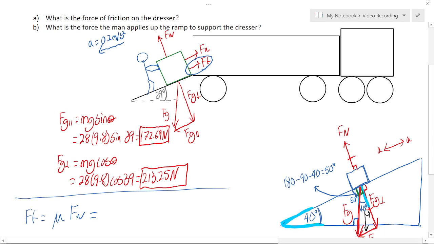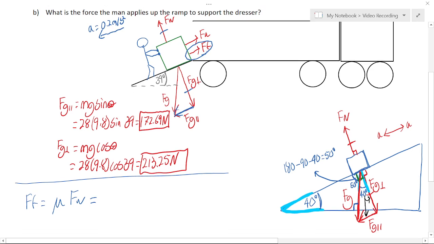Now, Fn, as we discussed, is balanced by Fg perpendicular. The part of gravity pulling into the ramp is supported by the ramp. The part of gravity pulling down the ramp, which is here, Fg parallel, is not supported by the ramp. But the part that is perpendicular to the ramp is supported. So if Fg perpendicular is the same amount of force as Fn, I can write this as mu Fg perpendicular. Now I already found Fg perpendicular, it's right here.